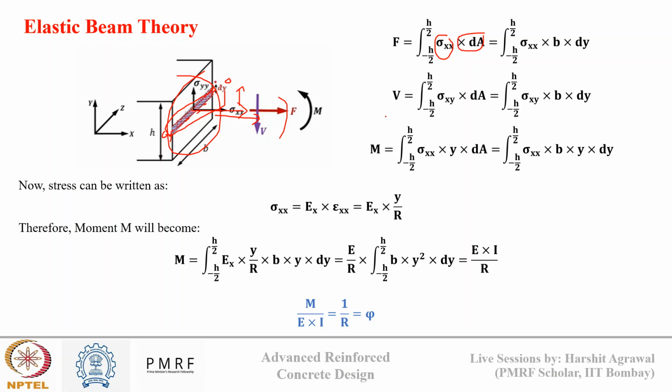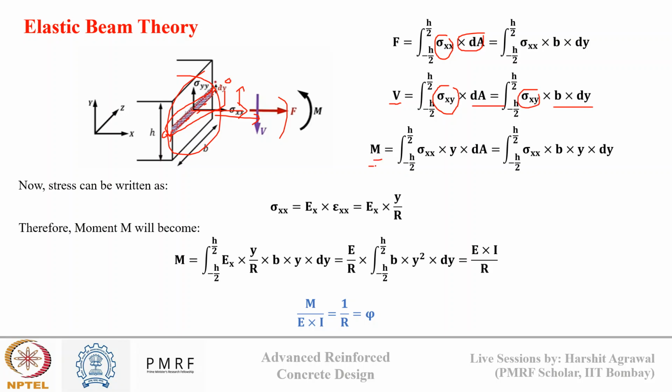Similarly, the force in the vertical direction, which we have represented by V, is nothing but the stress acting in the vertical direction times the area, which is again b dy. So again, this is the integral from minus h by 2 to h by 2 of the stress in the y direction times the area, b dy.